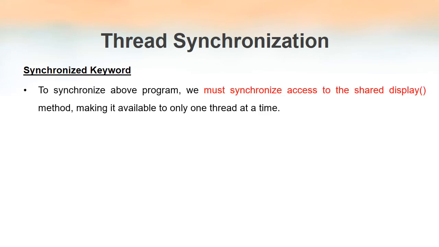For that we need to use the keyword named synchronized. So to synchronize the above program that we saw just now, we must synchronize the access to the method display. The method display is shared by all the 3 threads, so we must synchronize the access to the shared method display, then we'll be getting the correct output. When we synchronize the shared method display, it makes the method available to only one thread at a time.